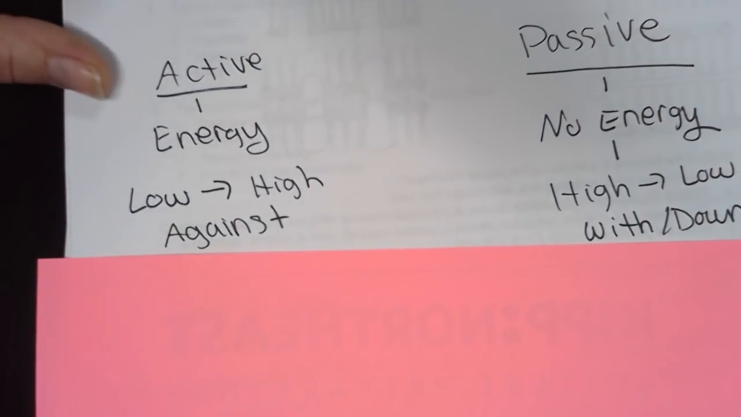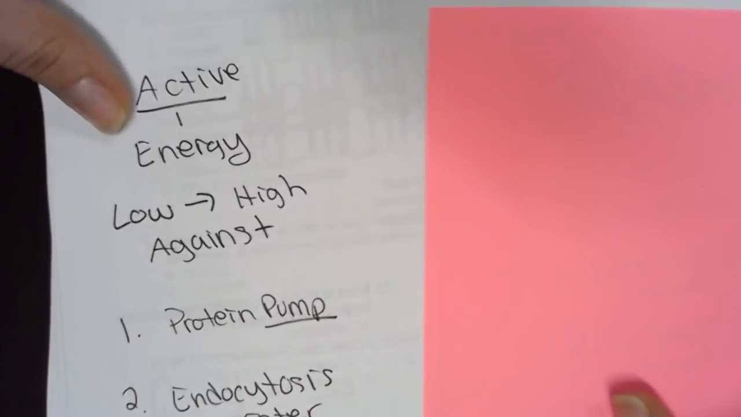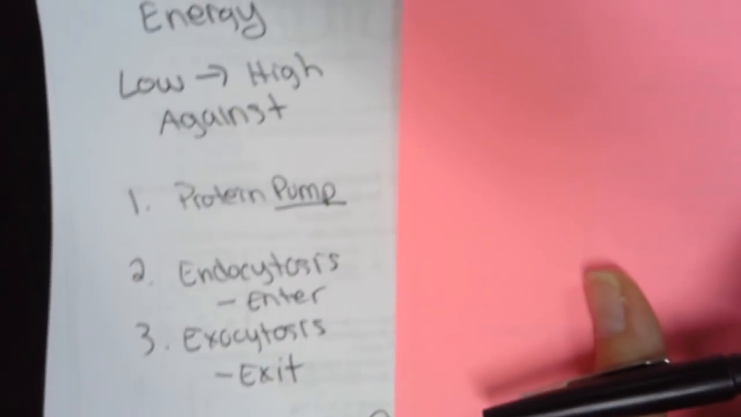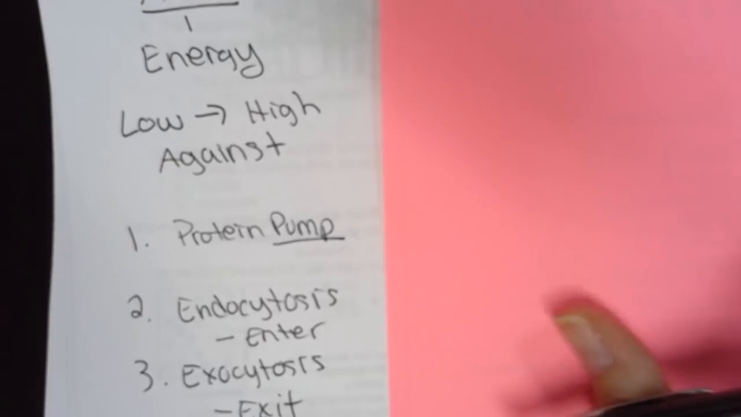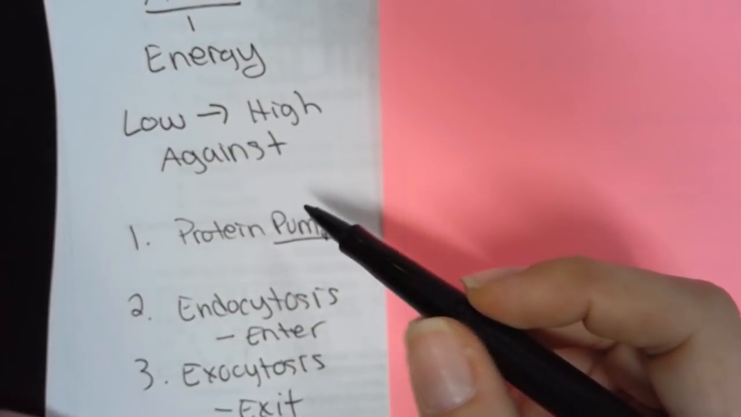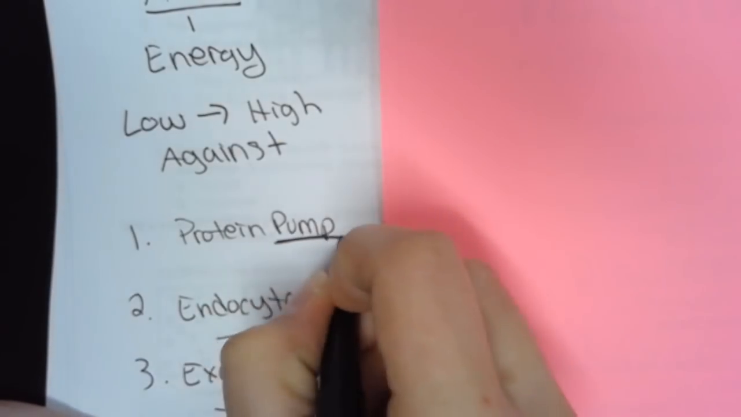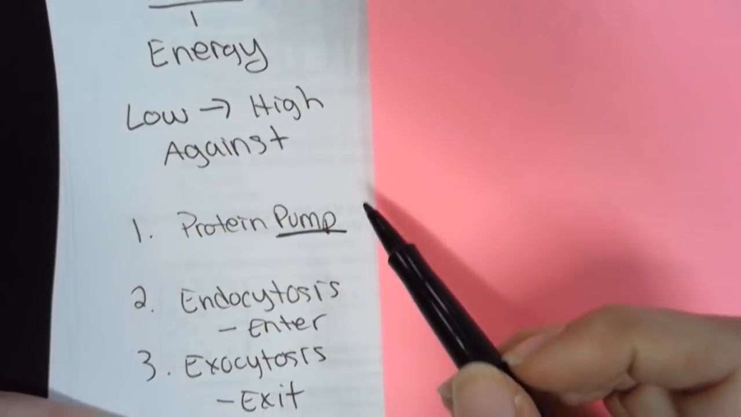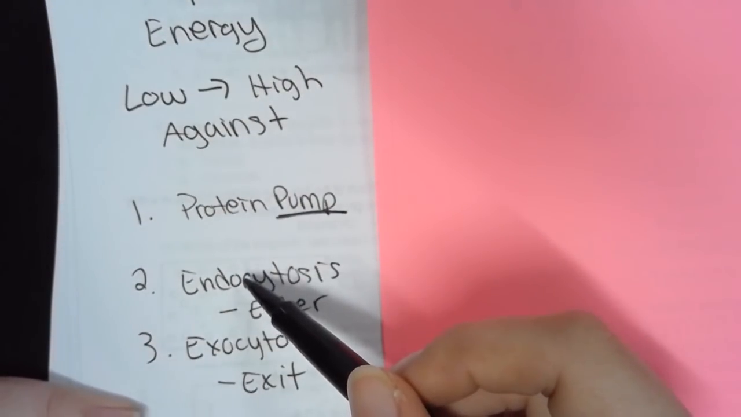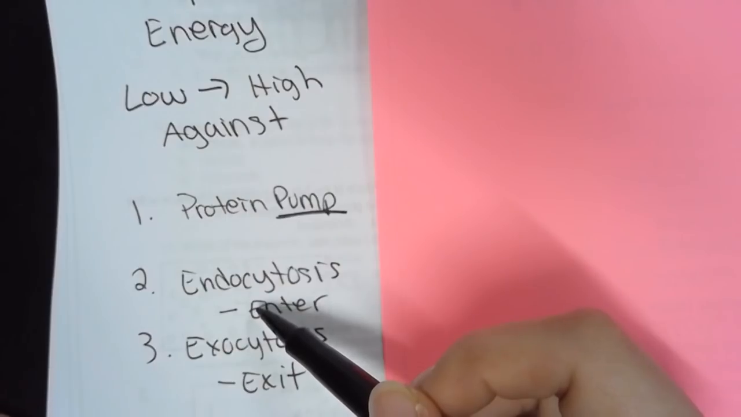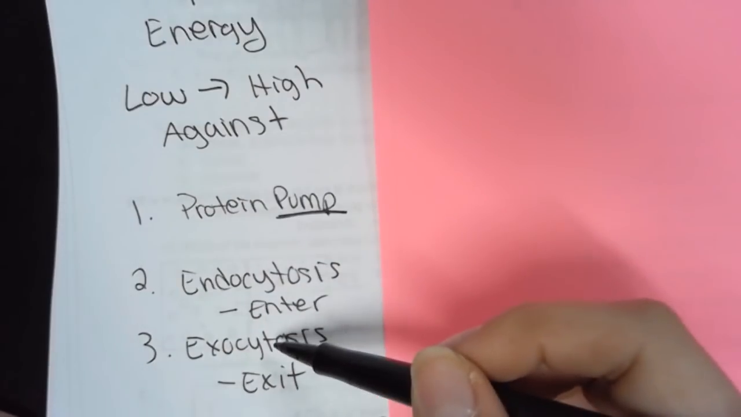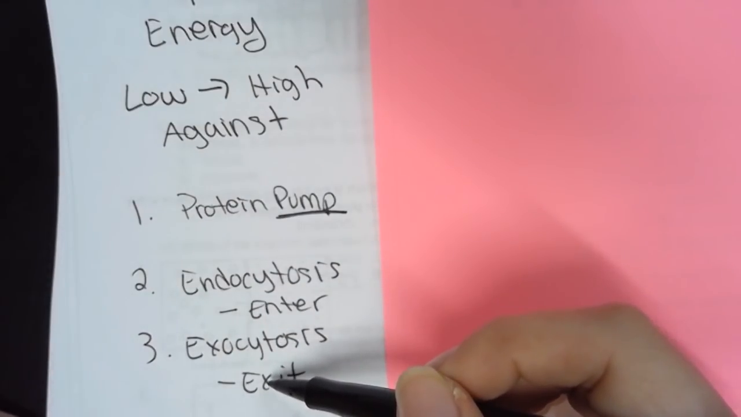Now there are 3 types. I'm going to go over this part first. There are 3 types of active transport. The first is a protein pump. So anytime you see pump, you should think active. There's endocytosis, which helps large molecules enter the cell, and exocytosis that helps large molecules exit the cell. That's how you can remember that.